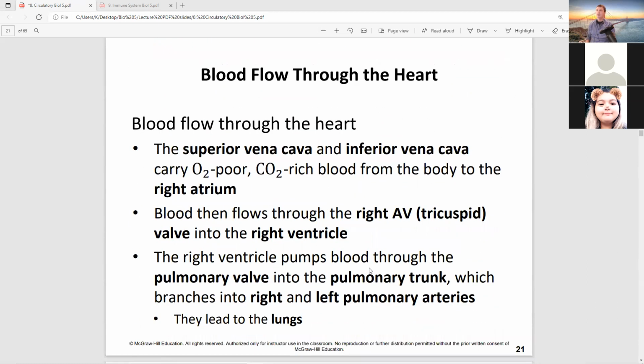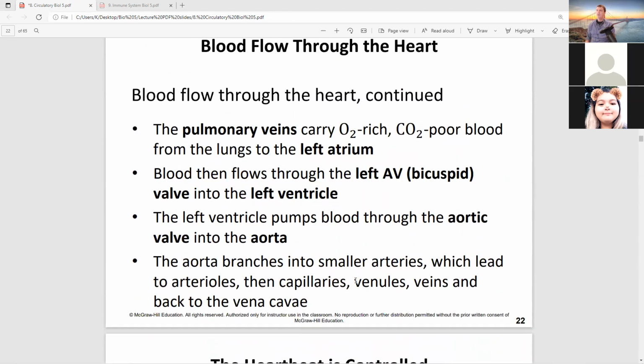So blood flow through the heart. This is an important slide here. The superior vena cava and inferior vena cava carry oxygen poor, CO2 rich blood from the body to the right atrium. Then blood flows through the right AV or the tricuspid valve into the right ventricle. Then the right ventricle pumps blood through the pulmonary valve into the pulmonary trunk, which branches into right and left pulmonary arteries, and these lead to the lungs.